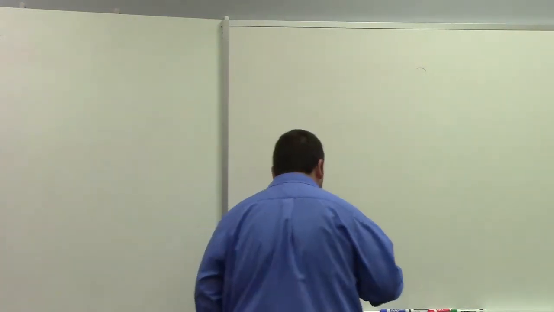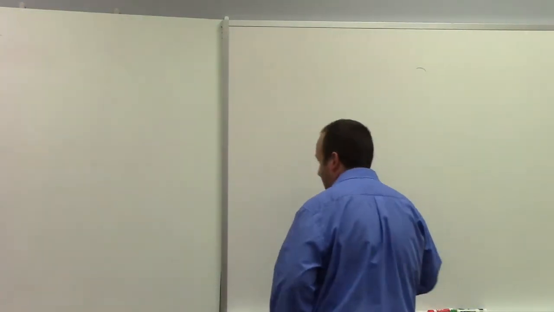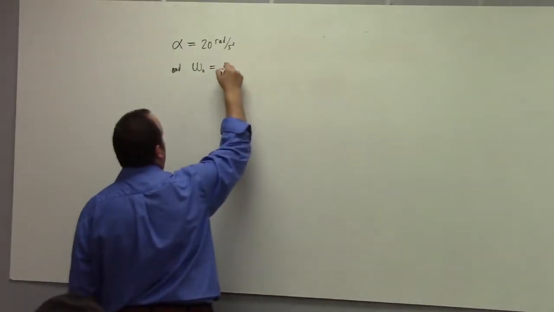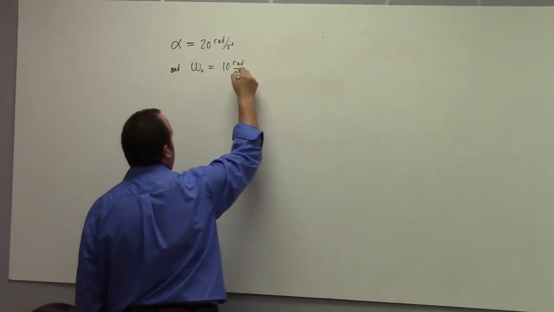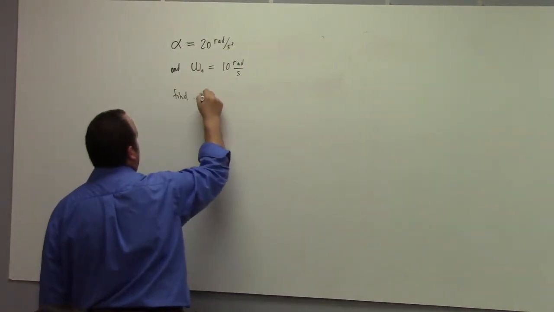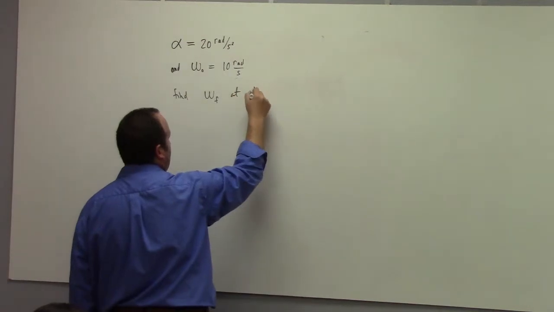Okay, so I was just asked, does this quiz problem make any sense? Because you didn't give me the time. So I basically told you that the angular acceleration was what? Suppose you knew that the angular acceleration was 20 radians per second squared, and suppose that the initial angular velocity was 10 radians per second. Then I could say find omega f at time t.